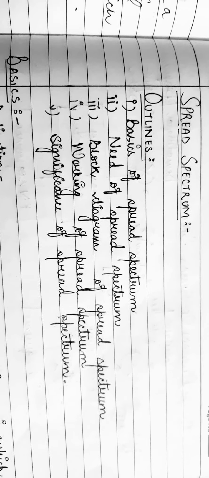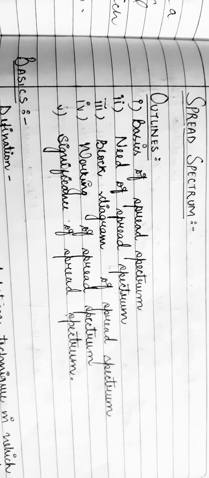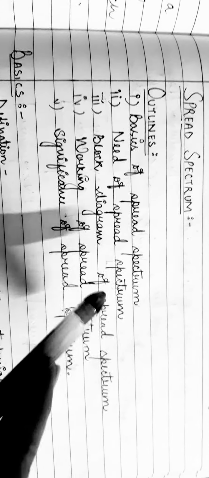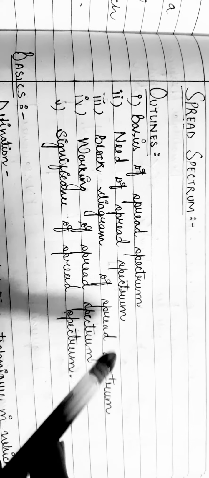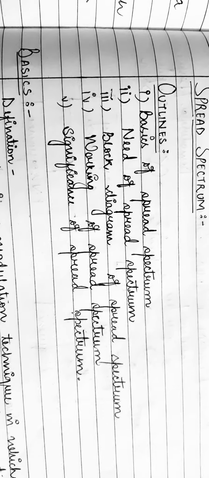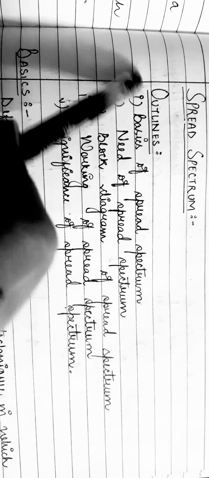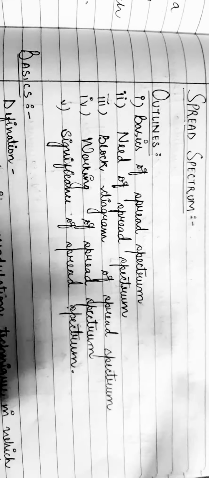In today's lecture, we'll discuss spread spectrum. So here are my session outlines. That is the basics of spread spectrum, need of spread spectrum. Third, the block diagram of spread spectrum. Fourth, the working, and fifth, the significance. So these are my session outlines which I'll be covering further.